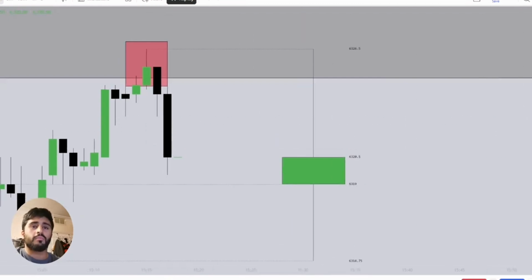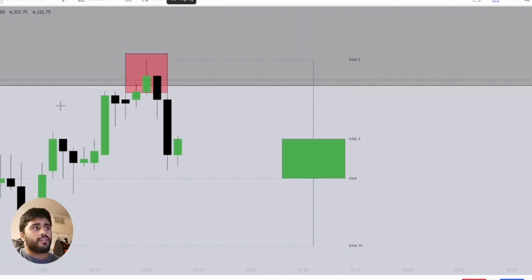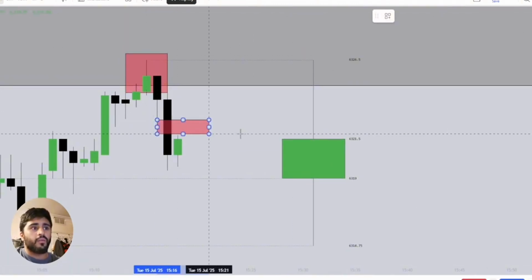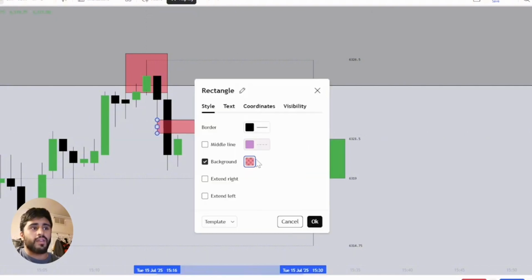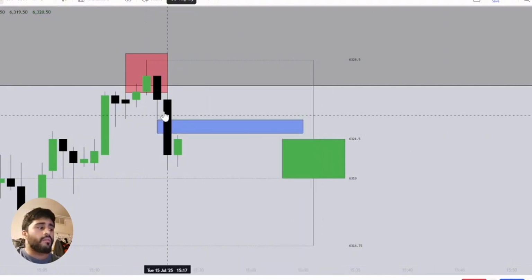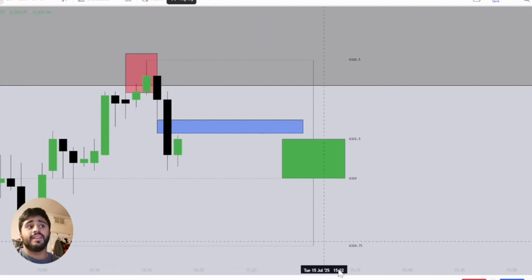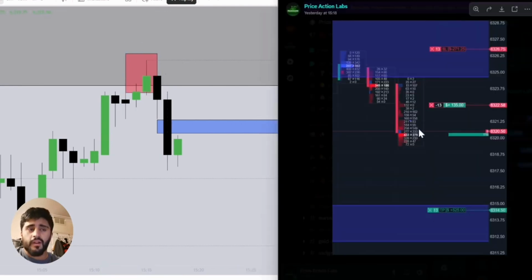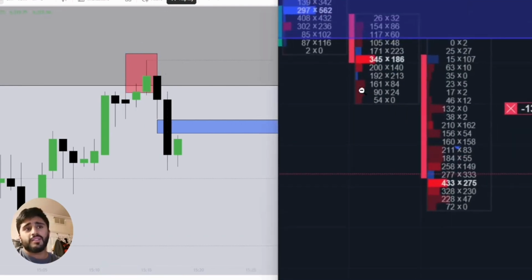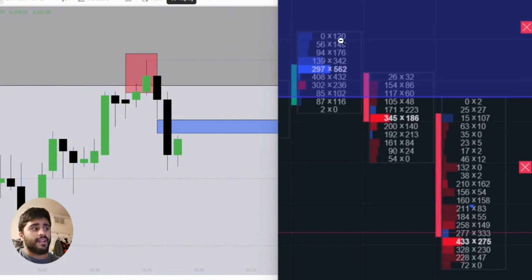If you take a look at this 1 minute fair value gap, so we had a 1 minute fair value gap resting over here. Let me label that in blue. We have a 1 minute fair value gap, and we're seeing an absorption of sellers. All right, sorry, buyers. The reason we're seeing an absorption of buyers is exactly what we see over here.